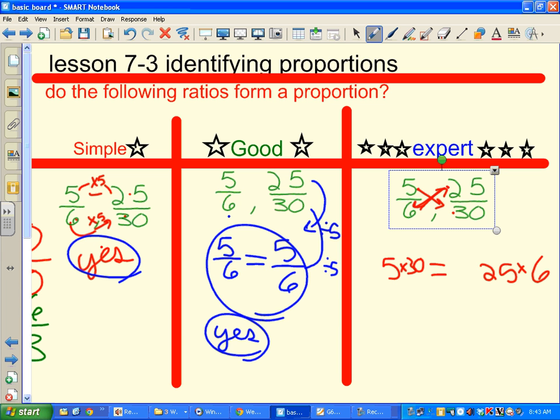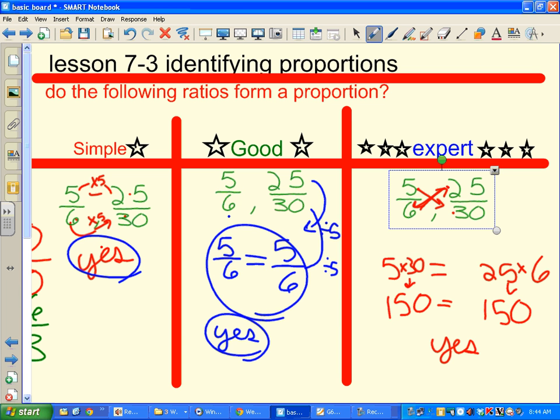Okay, 5 times 30. I know that 5 times 3 is 15. I add my 0, I get 150. 25 times 6. Well, I know that 4 25s is 100, 2 25s is 50. That is 150. I get 150, I get 150. So they are indeed equivalent. They are proportional. So those are 3 different ways to do it.